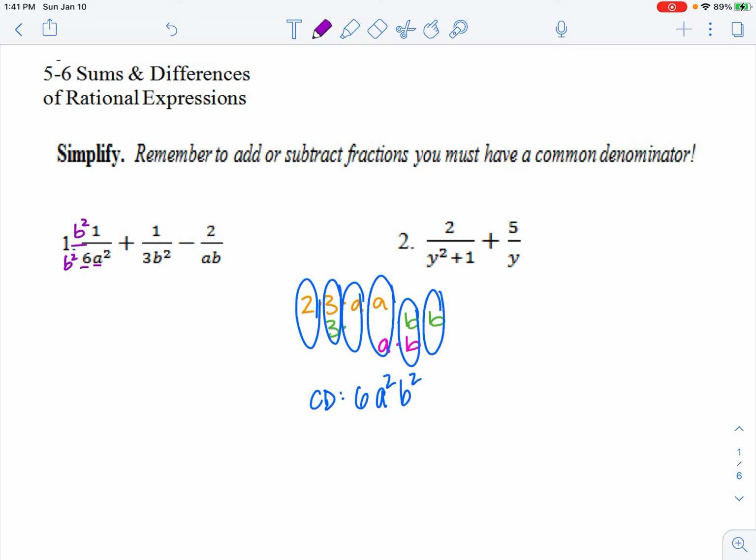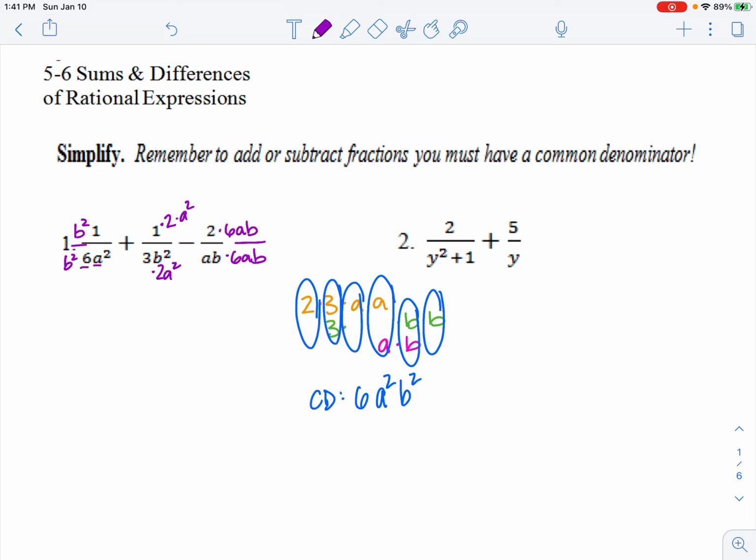For my second fraction, I have a 3, so I need to multiply by a 2 to get my 6. And then I'm missing the 2a squareds, so I'll multiply top and bottom by 2a squared. And then my last, I'm missing a 6, so I'm going to multiply by 6 on the top and the bottom. I have one a and one b, so I'm missing that second a and that second b. All of these, I'm just multiplying by 1.